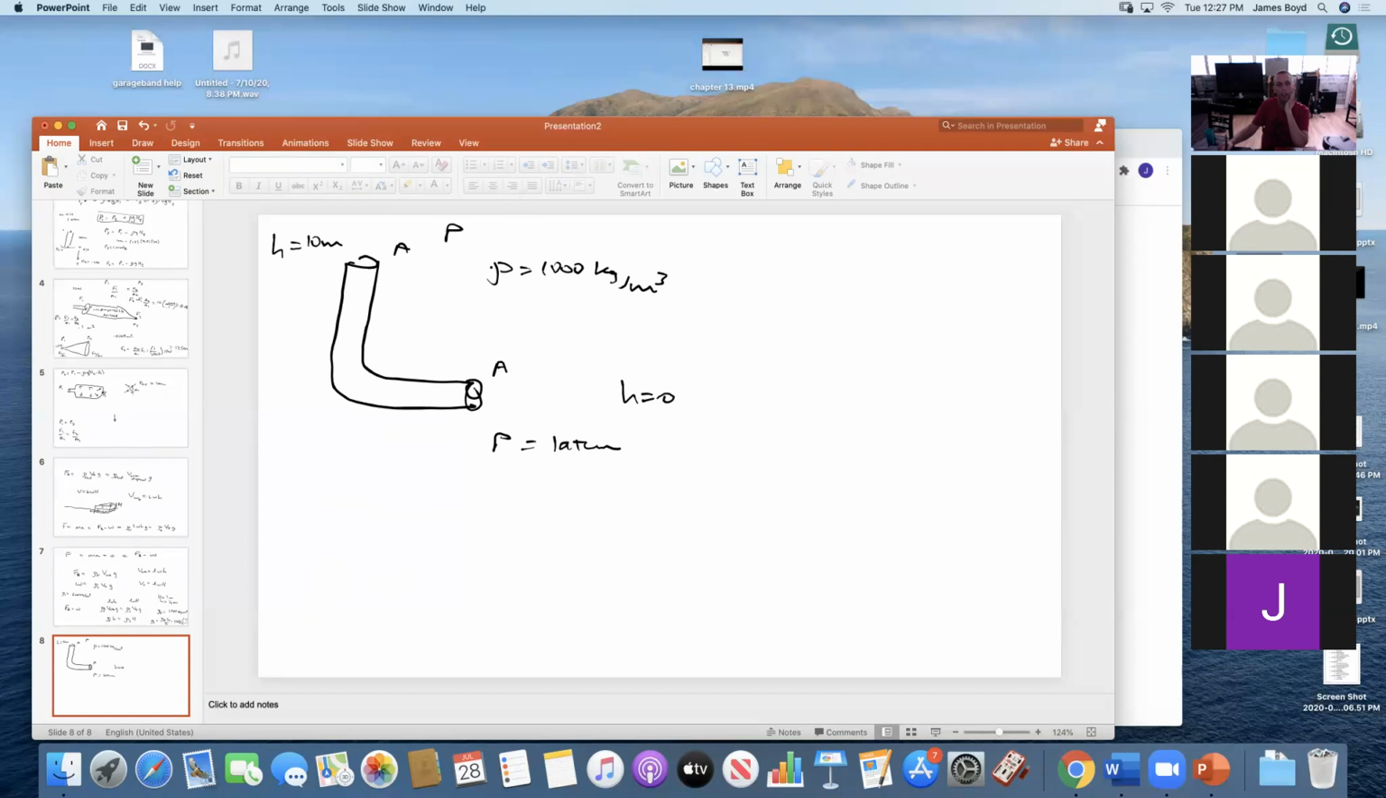So let's say the velocity up here was 2 meters per second. I want to know what the velocity down here is, and I want to know what the pressure up here is. All you have to do is go back to when we did energy. Just like with energy, we have an equation that looks exactly like energy.